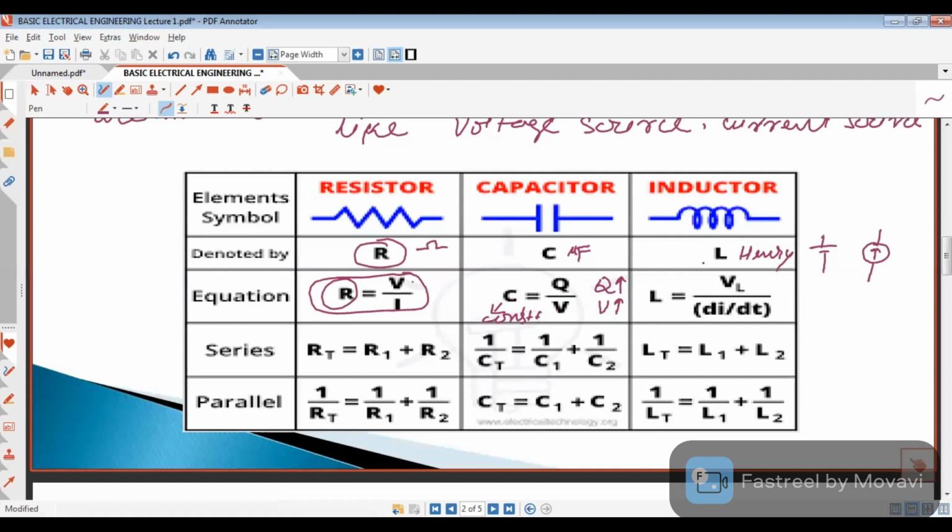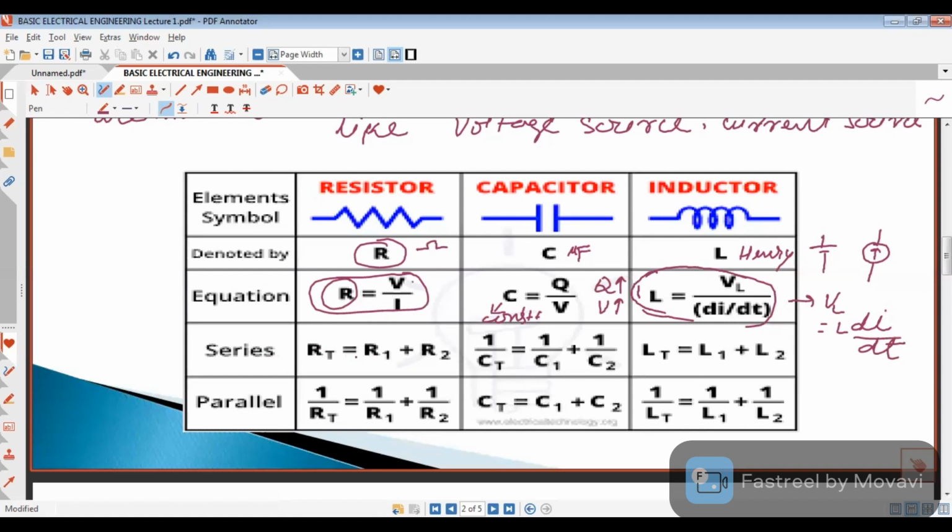And the form of inductor, that its inductance L is given by VL by di by dt. It is that rate of change of current, that we will study in very detail in coming lectures, but for this time I am just showing its importance. Okay, this is the inductor, and from this relation we can write VL equal to L di by dt. When there is a change of current, then voltage will be produced in the inductor.